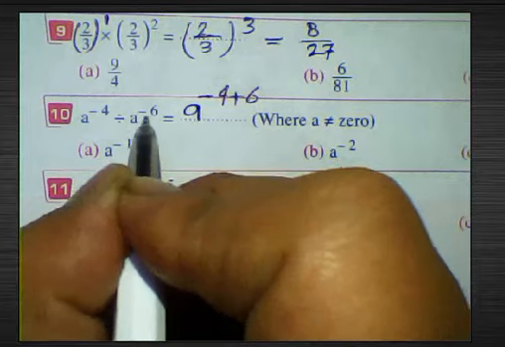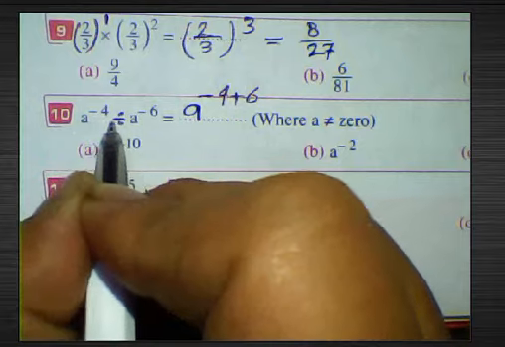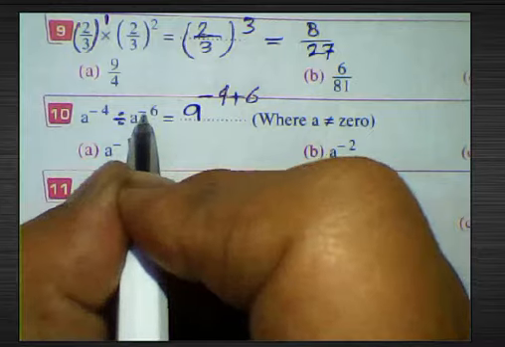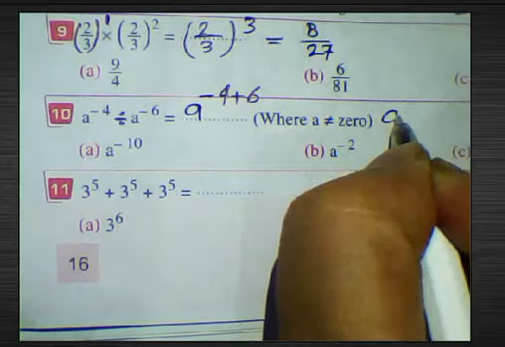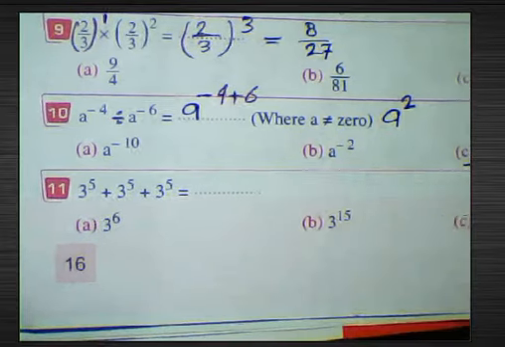Write the inverse here because we divide, the base is the same base here, so you must find the difference between the two powers. Negative 4 subtracted by negative 6 will be a power negative 4 plus 6 equals 2. The result will be a power 2.